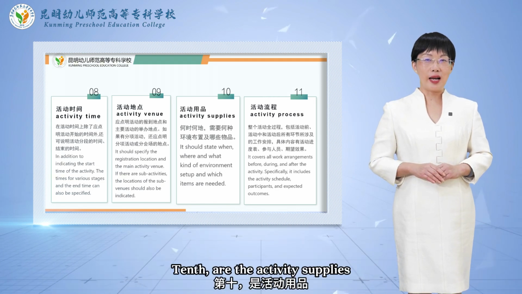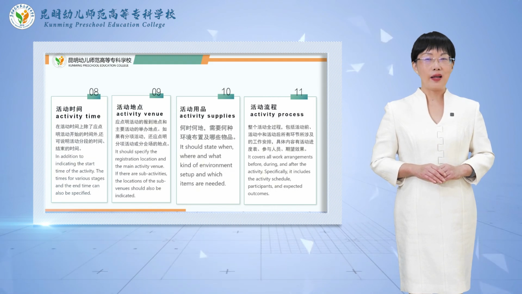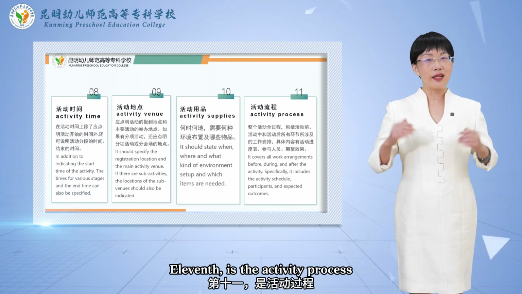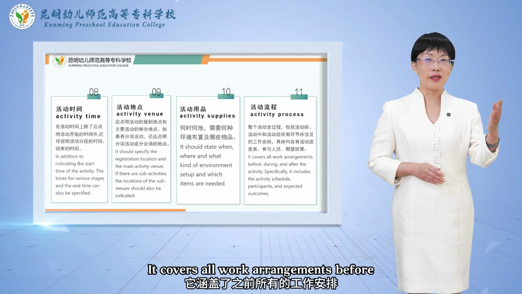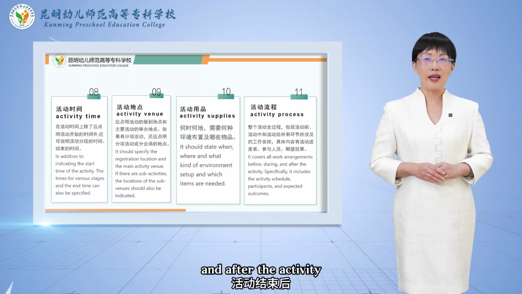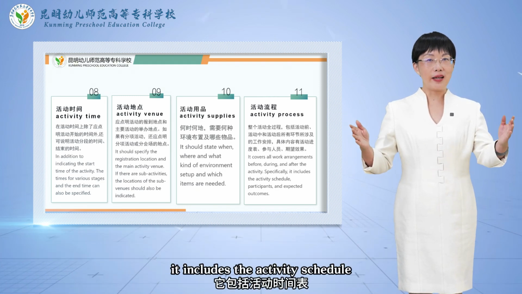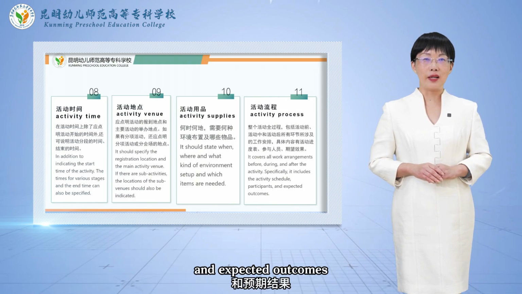Tenth are the activity supplies. It should state when and where, what kind of environment setup, and which items are needed. 11th is the activity process. It covers all work arrangements before, during, and after the activity. Specifically, it includes the activity, schedule, participants, and expected outcomes.